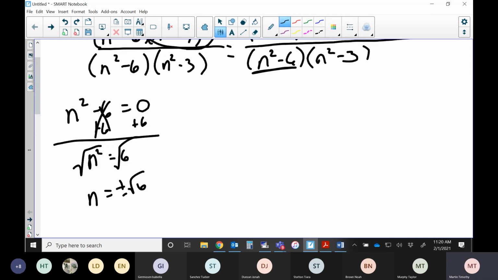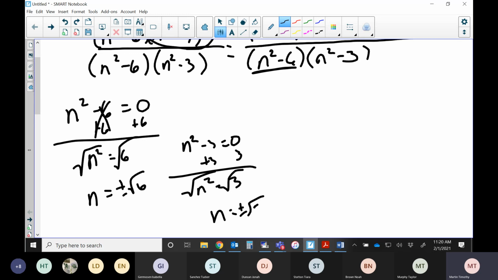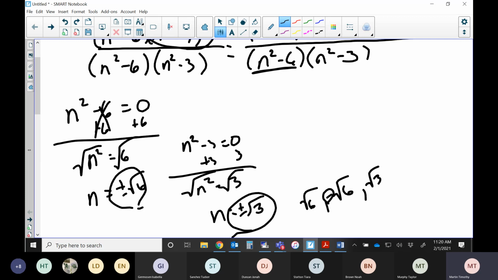Which should be n squared minus 3 equals 0. Add the 3. N squared equals 3, square root, n equals plus or minus the square root of 3. So there's actually 4 answers that are my exclusions. Square root of 6, negative square root of 6, which is not imaginary. Remember, that negative is outside, not underneath. So that's not imaginary. Square root of 3 and negative square root of 3.